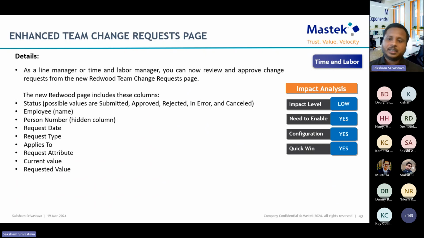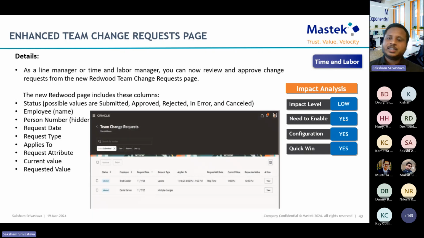If we look at my screen now, there is a screenshot over here which shows a team change request page in the Redwood user interface. On this page, you can see the status, the employee name, the date they requested it, the request type, applies to request attribute, and so forth.